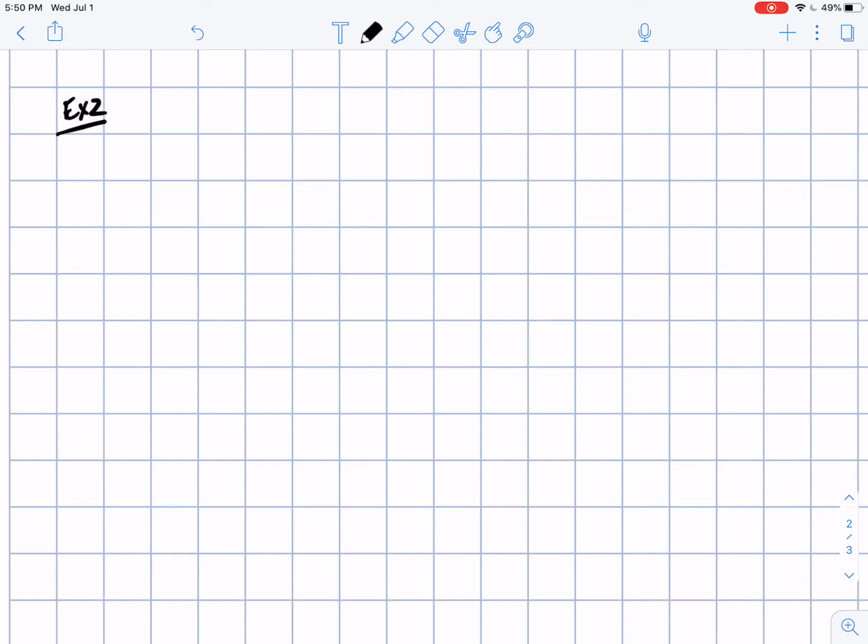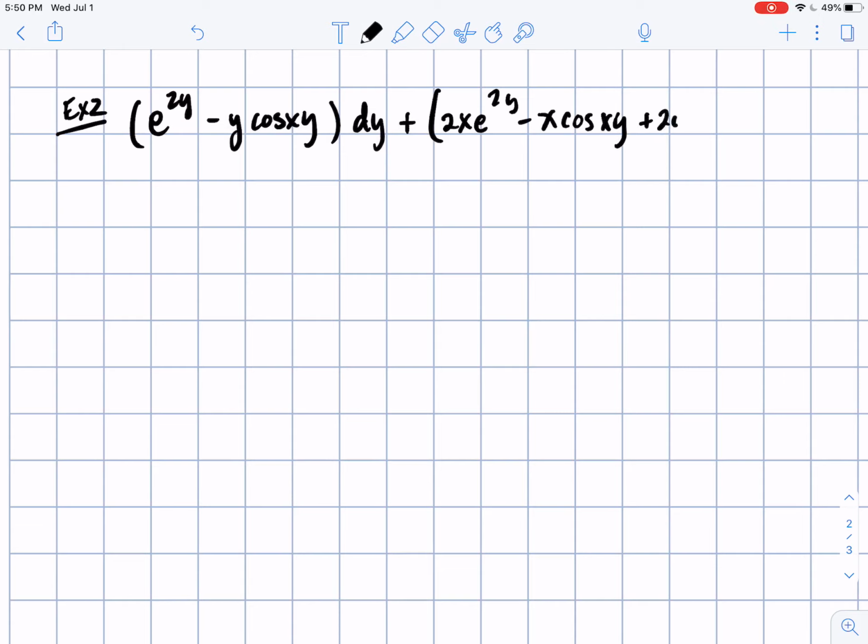Example 2. Here we're going to have e to the 2y minus y cosine xy. The first thing I want to do is check to see that it is exact. I'm just going to check for exact.